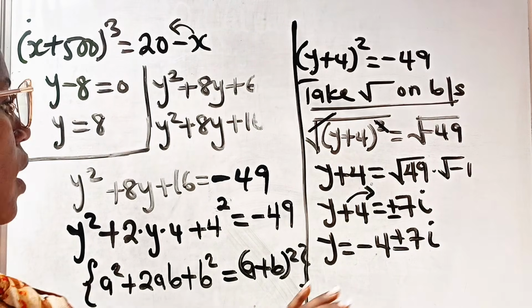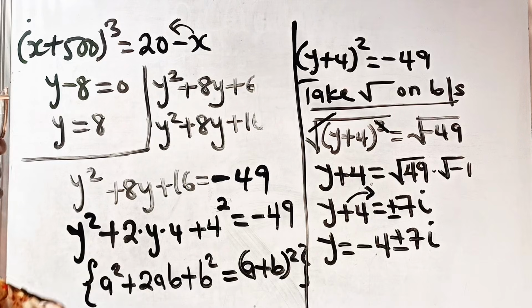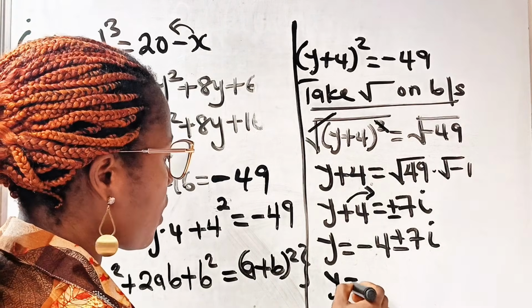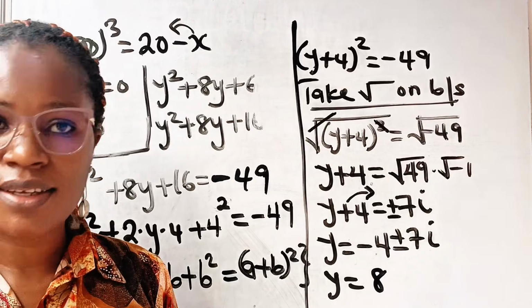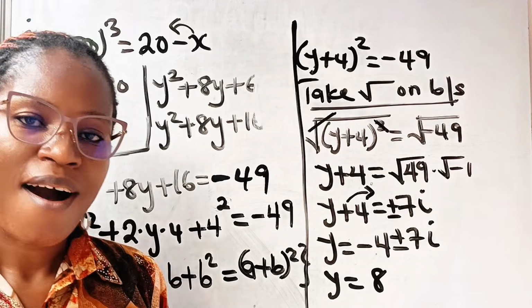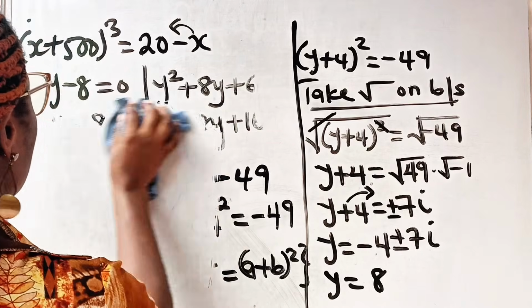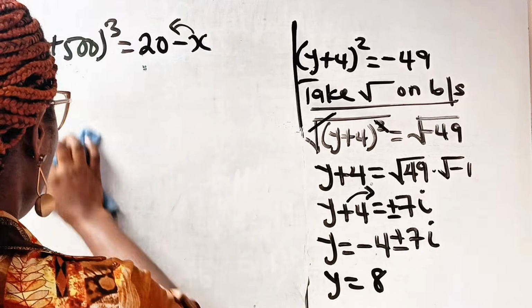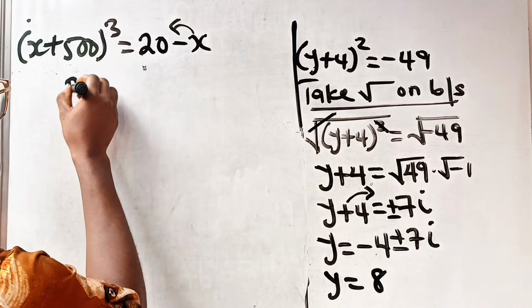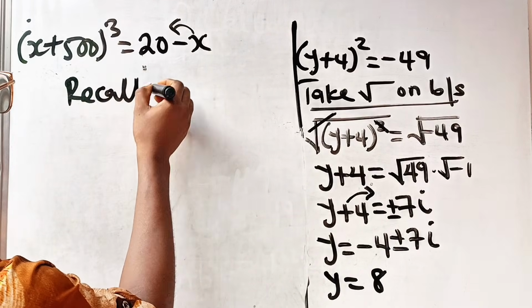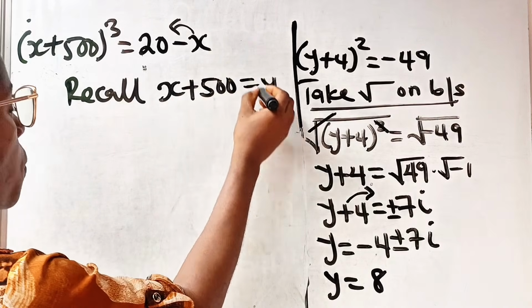So now we have two values of y: y equals 8 and y equals negative 4 plus or minus 7i. Now permit me to clean this because this is when we start looking for the value of our x. All right, now recall, I wrote it here, that x plus 500 is equal to y.